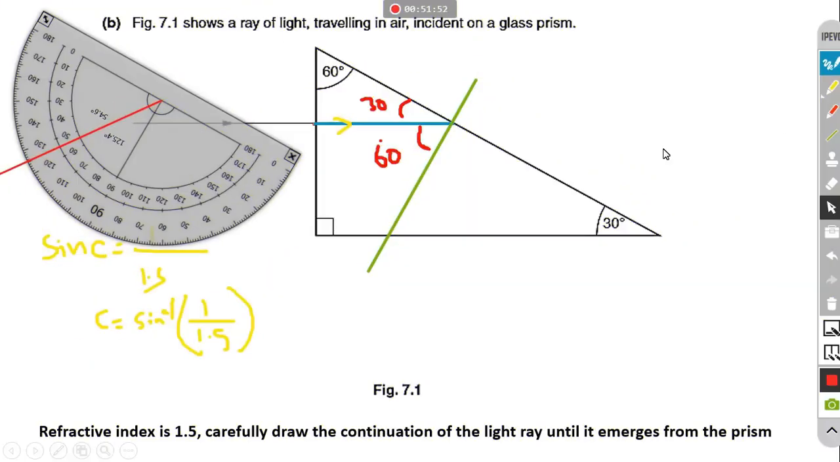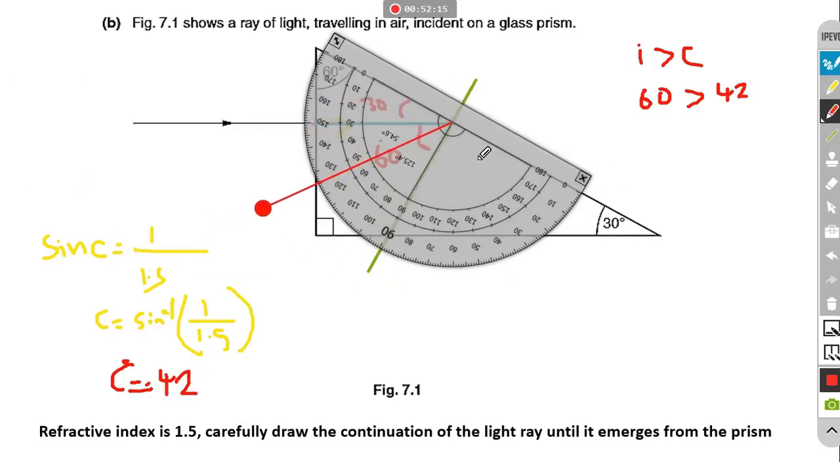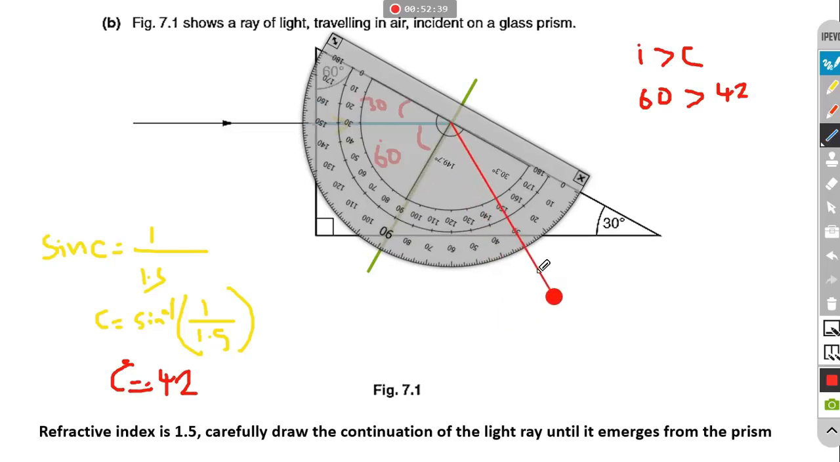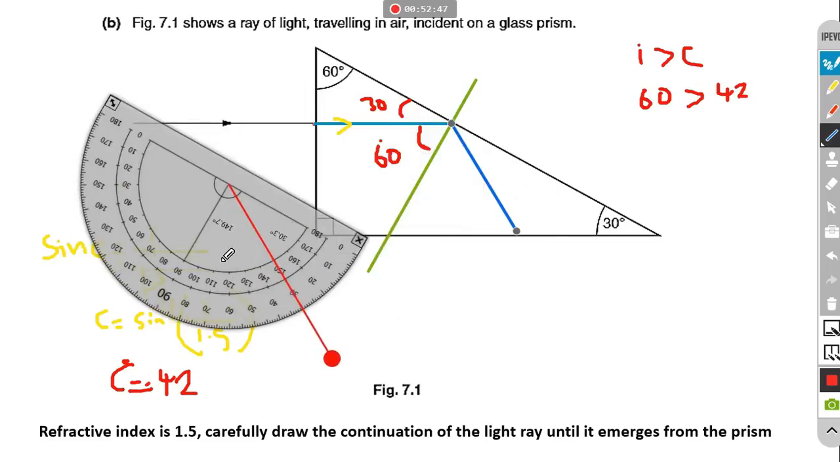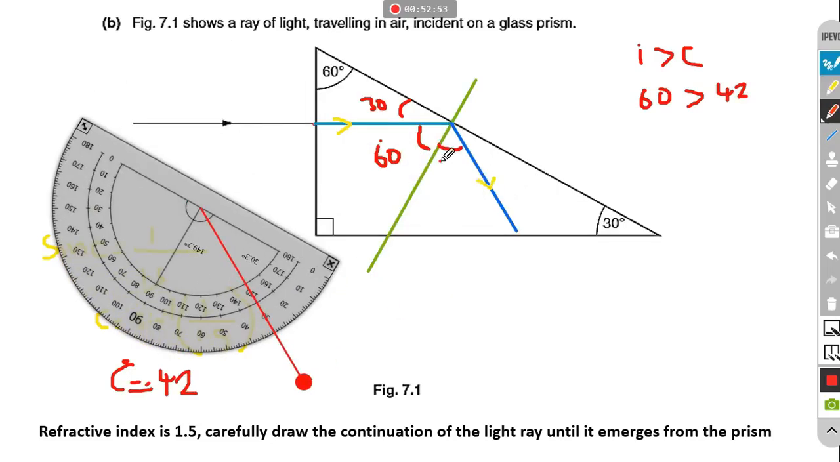Now since the critical angle is 42 degrees, and the angle of incidence is 60, the angle of incidence is more than the critical angle, because 60 is more than 42. Therefore, total internal reflection would happen. So definitely we come from here and we have an angle of 60. So 10, 20, 30, 40, 50, 60. This should be the path of the reflected ray, and that's the new direction. This angle was also 60 degrees.